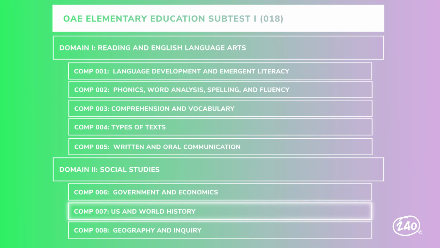Competency 7 covers US and world history. You'll need to know about significant eras and people throughout history, as well as social and political development, in addition to the processes that have shaped the patterns of human populations. And that's just to name a few, I know. Anyway, let's get into characteristics of civilizations, because that's definitely going to come up on the exam.